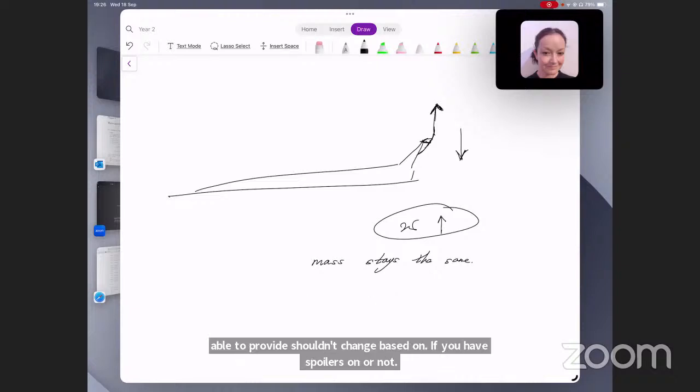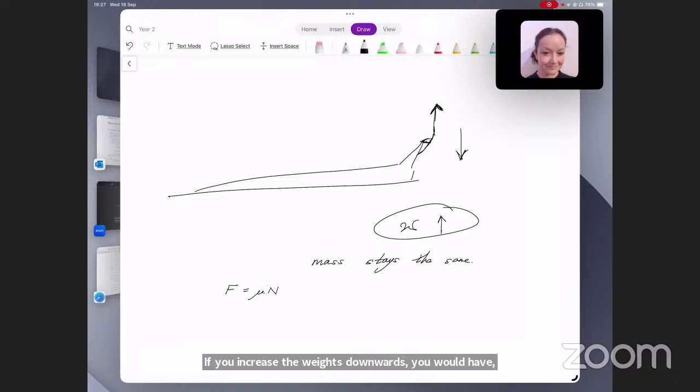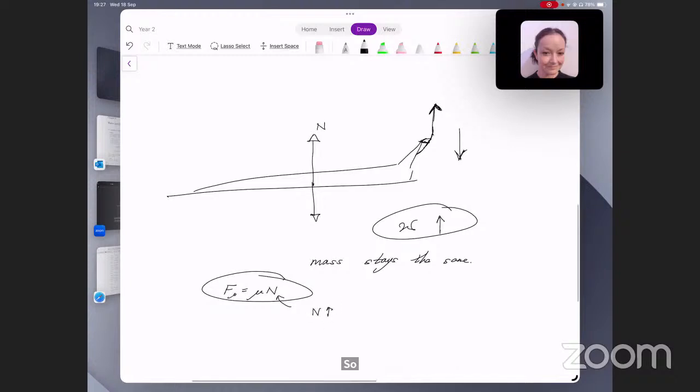And as for it being a silly car design feature, it's not a silly design feature, otherwise they wouldn't have it. If you increase the weight downwards, you would have, if you remember the equation for the friction on the car, F equals mu N, where mu is the coefficient of friction and N is the reaction force upwards. If you increase the weight force downwards on the car, it will also increase the reaction force, that's the normal force, acting upwards. So if the normal force increases, the frictional force, F = mu N, will also increase.